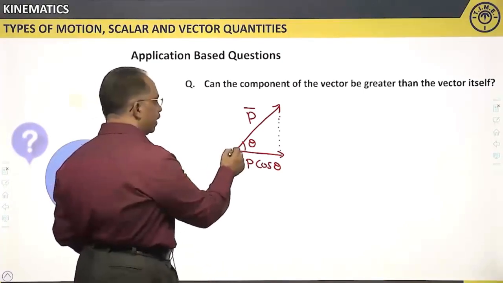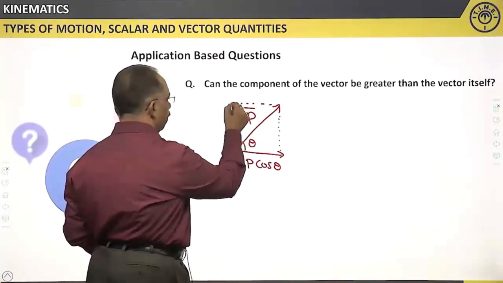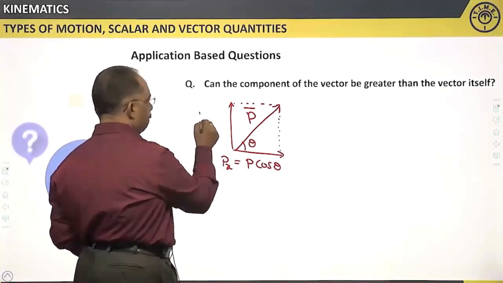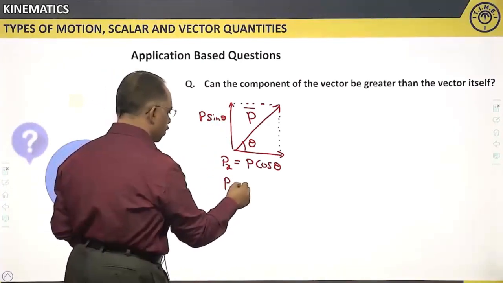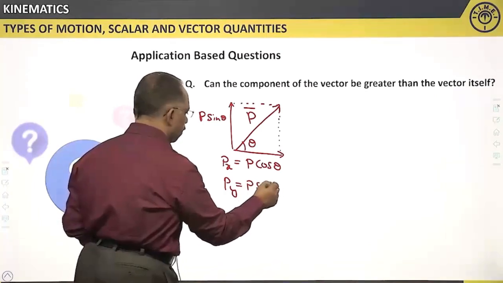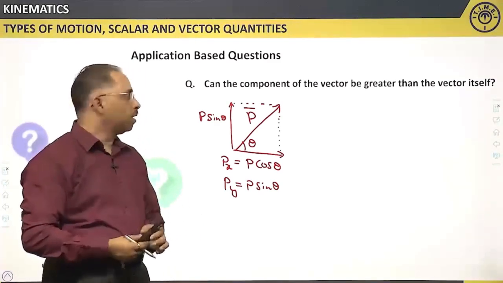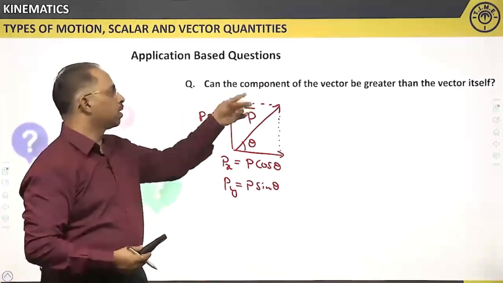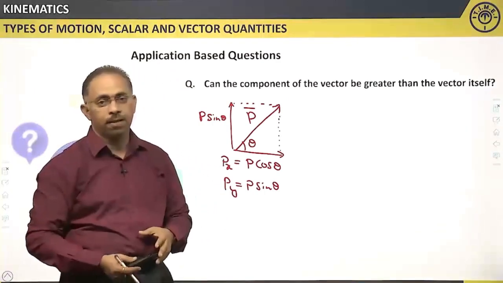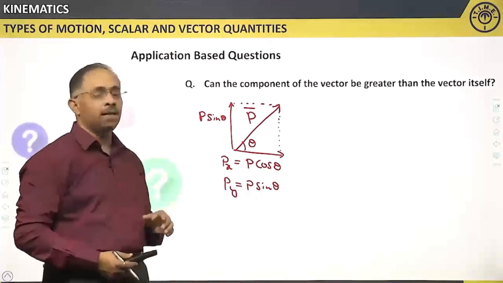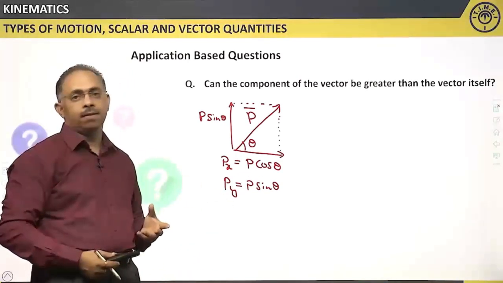Okay. Similarly, if I take the vertical component, I will get the vertical component this way. Okay. This is equal to P sin theta. So, I will take it as Py is equal to P sin theta. So, Px and Py, these two are the components. Now, if you wanted to know the component of the vector be greater than the vector itself, maybe magnitude if we consider, I want the magnitude of P cos theta be greater than P, or magnitude of P sin theta be greater than P. Okay.